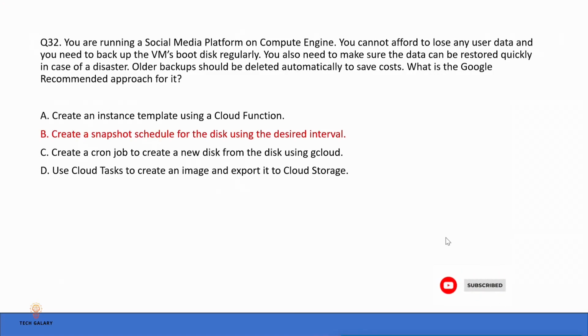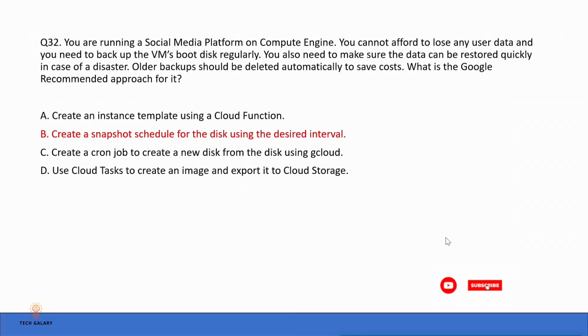Now, let's take a look at option C. Create a cron job to create a new disk from the disk using gcloud. Here, there is no need to create a cron job, and creating a cron job to create a new disk from the disk using gcloud does not directly address the requirement of backing up the VM's boot disk regularly and restoring data quickly in case of a disaster. So, this approach involves manually creating new disks and it may not be efficient or suitable for regular backups and disaster recovery. So, option C is not correct.